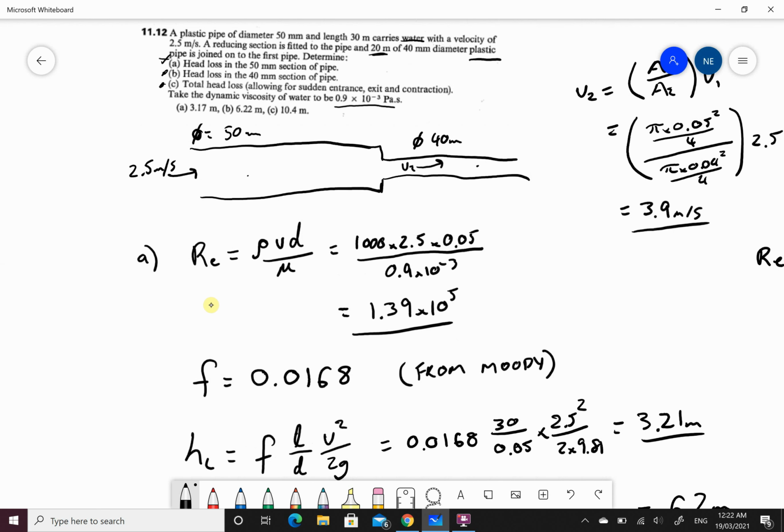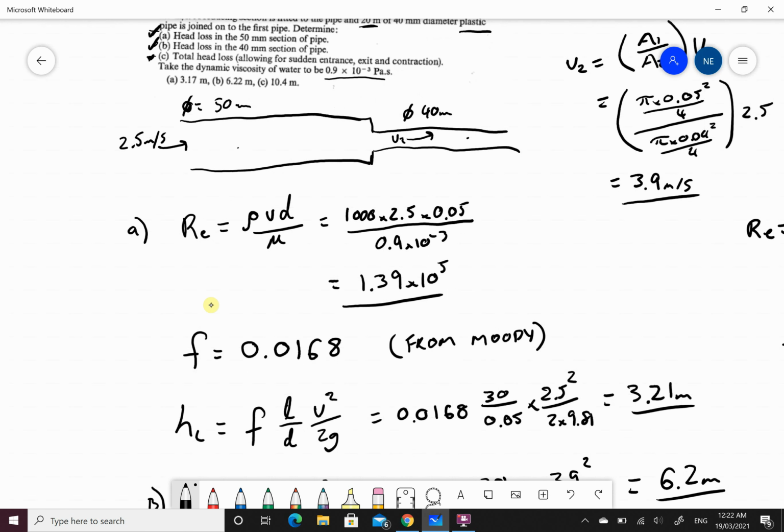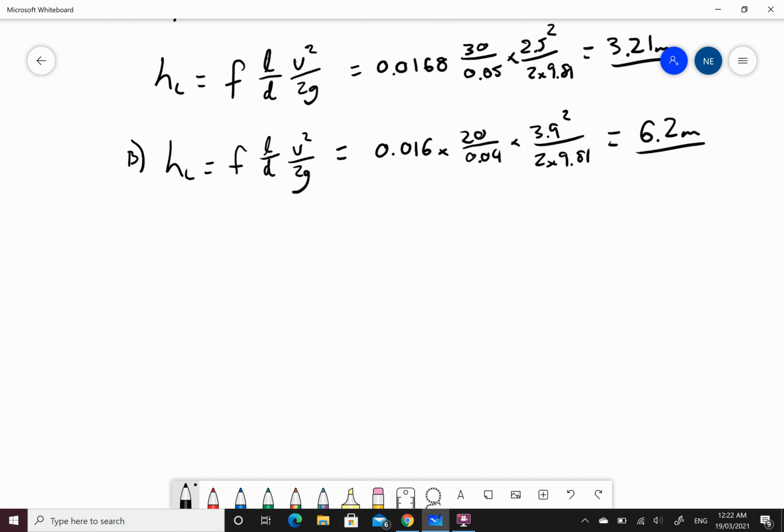Alright, so we've answered A, we've answered B, now let's answer C. Total head loss allowing for a sudden entrance, exit, and contraction. So I guess what we have to look at here is what's happening where? Well, sudden entrance, exit, and contraction. Cool. So, fittings. Have the K value, and I have my number, then I have my sum of K.